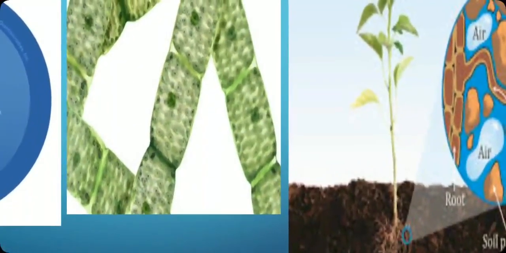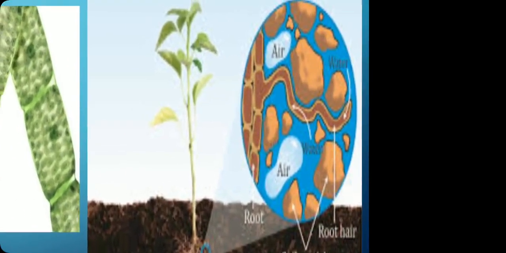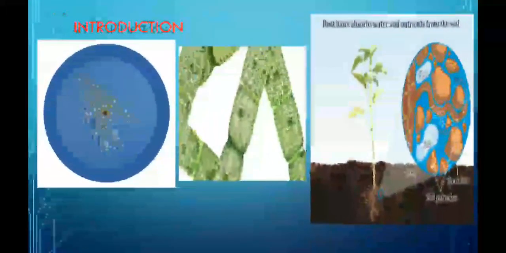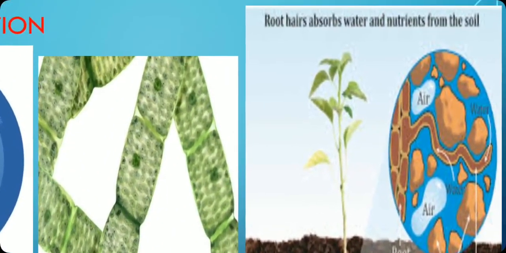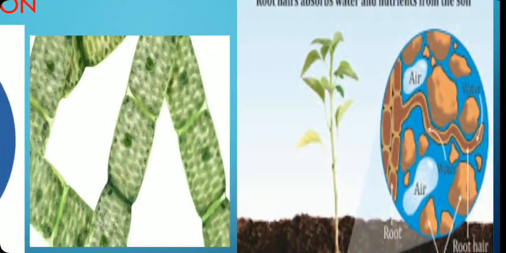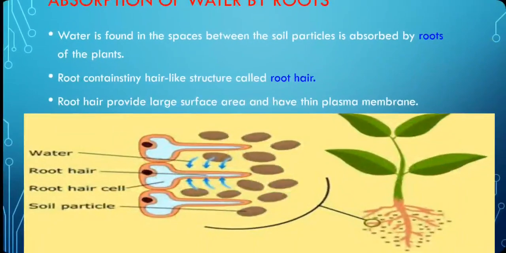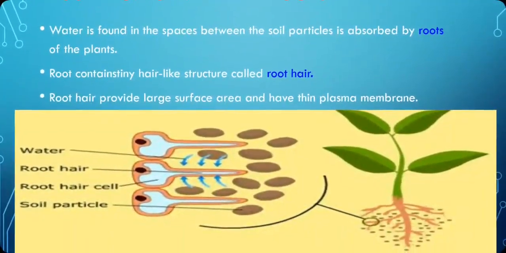But what about higher complex organisms, or we can say multicellular organisms? By what process, or by what agent, or by which part of the plant is it carried out? So here you can see this line: root hair absorbs water and nutrients from the soil. I think you may have an idea regarding it. So let us find out how absorption of water by roots takes place.